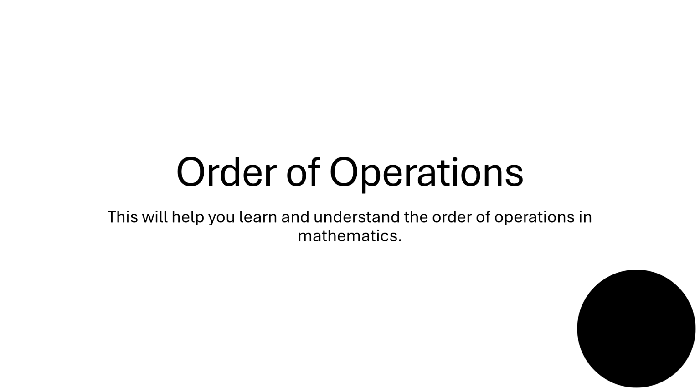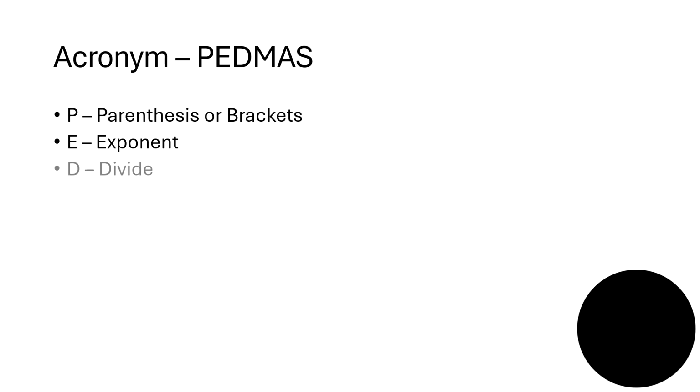We'll learn about the order of operations in mathematics. Of course, we have an acronym, PEDMAS. The P stands for parentheses or brackets. The E stands for exponent. The D stands for divide. The M stands for multiply. The A stands for add. And the S stands for subtract.